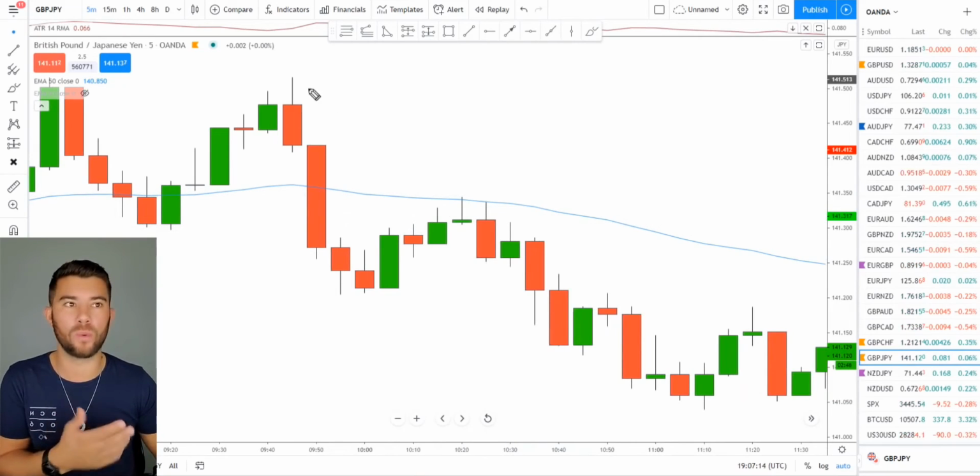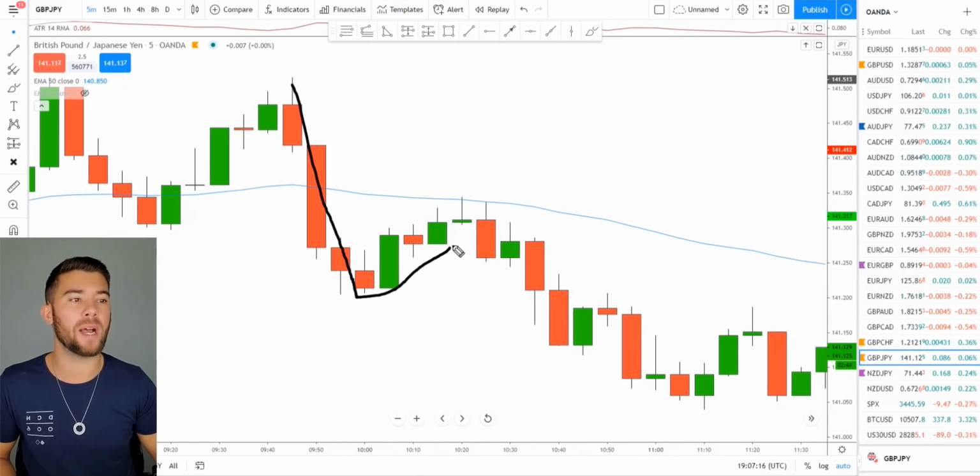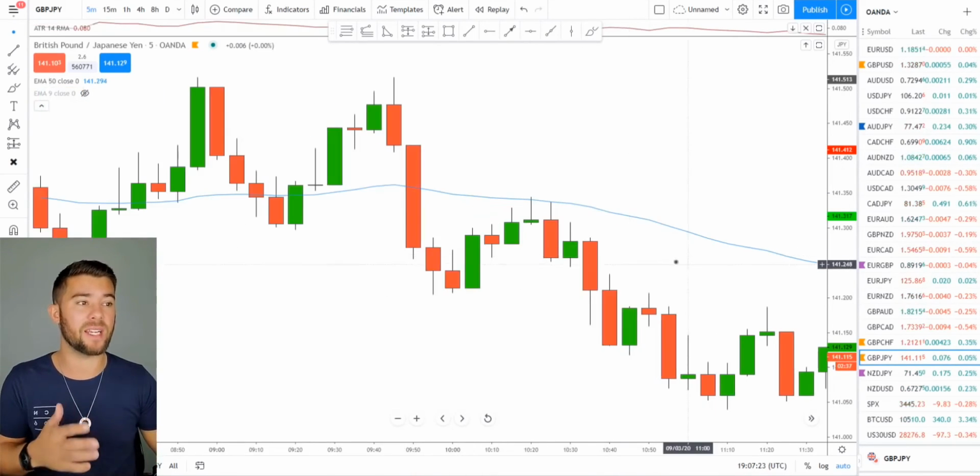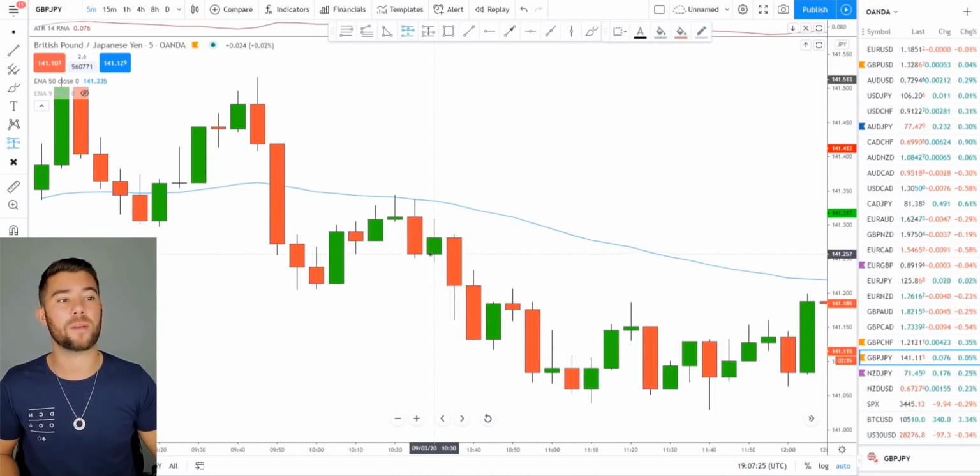So we have all the rules met. We have the cross of the 50. We have a pullback of at least 2 candles. We have a close below the previous candle's low. That to me is everything I need for this specific strategy. Set your stops and targets accordingly.